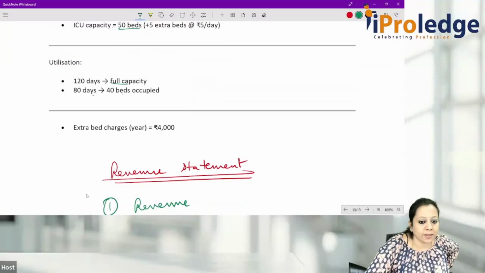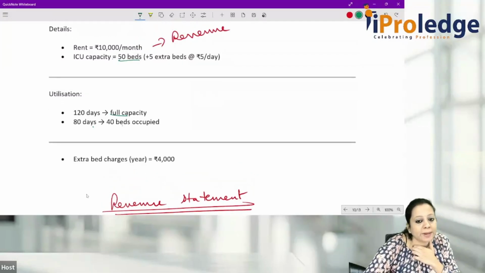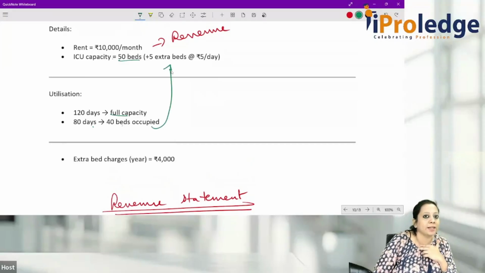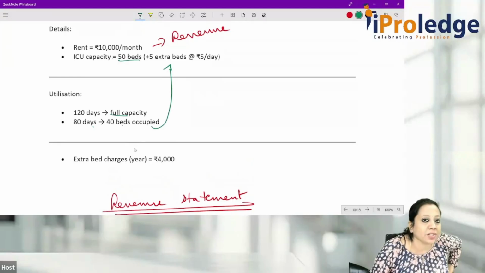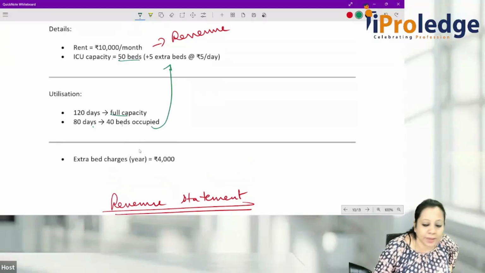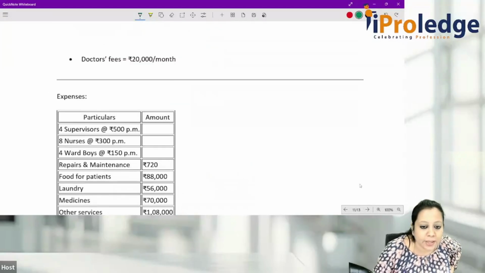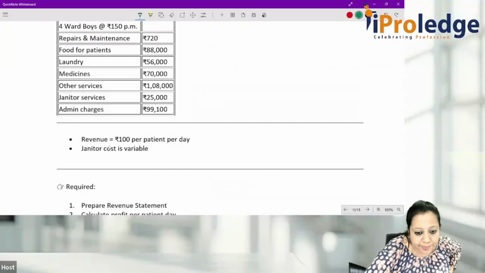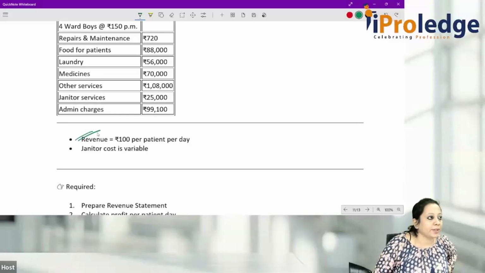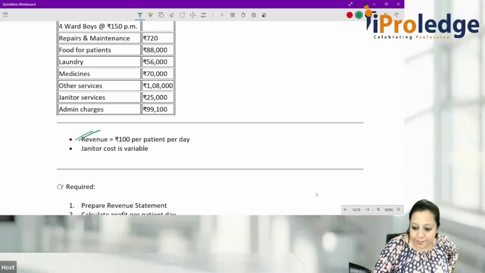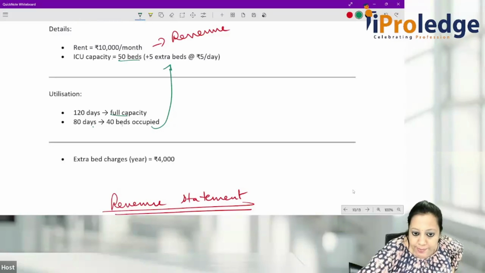Extra bed charges are given. Why do we need the extra bed charges, sir? We have said about the extra beds, no? It is going to be 5 extra beds available. Correct, everyone? Yes. So doctors' fees are given, and here also the revenue is given. Okay, students, so let us find out how we have to proceed.